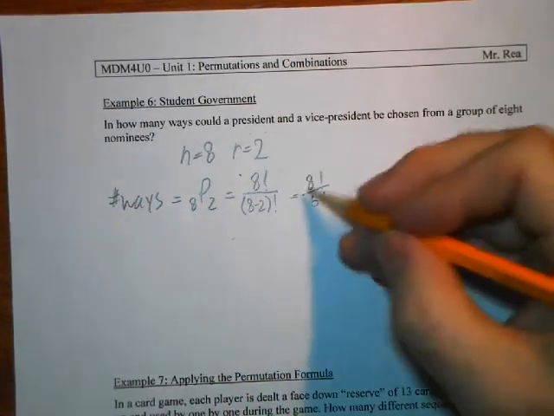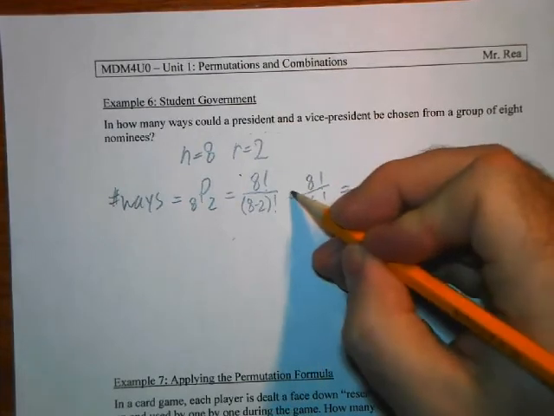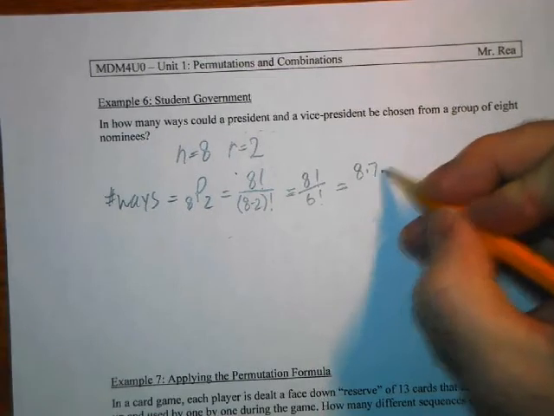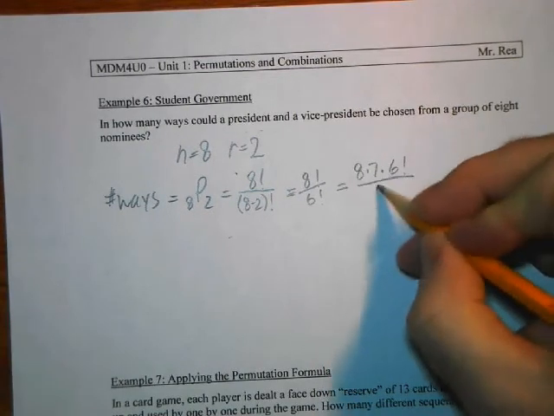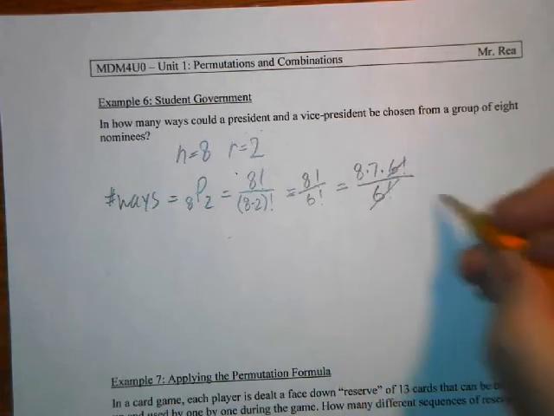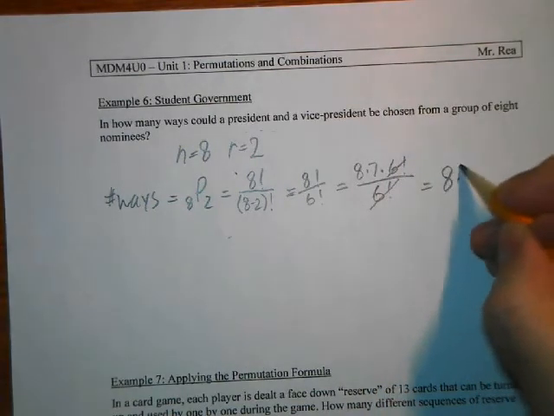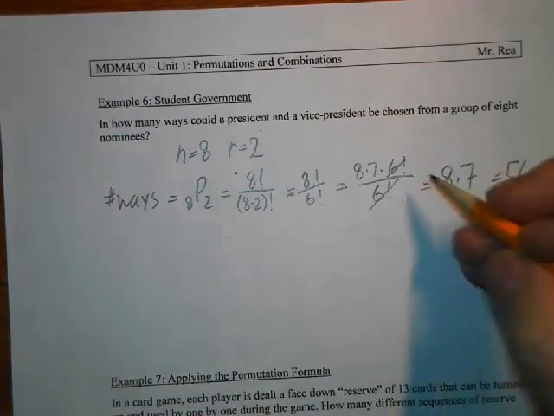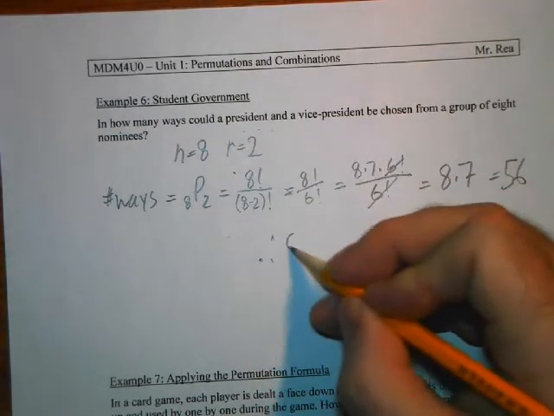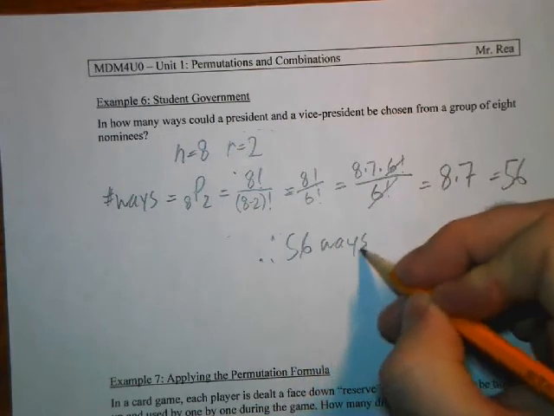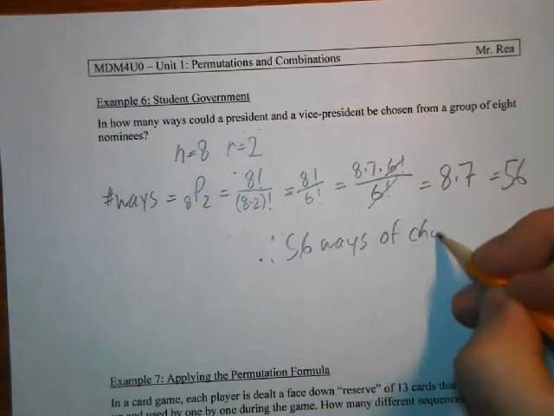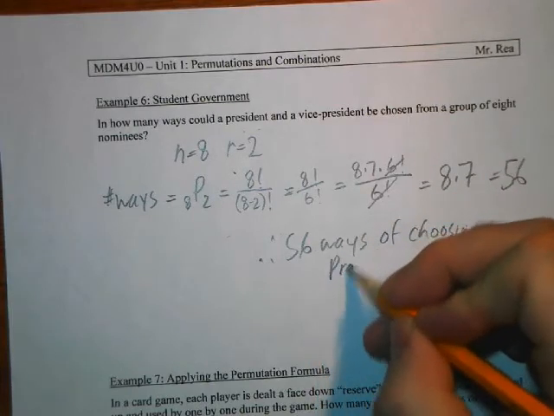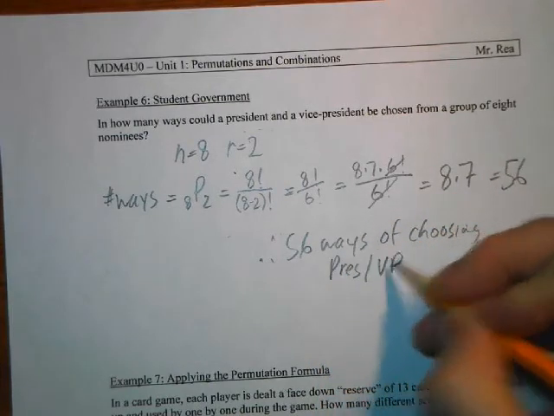And if you remember how to reduce this, well, I'll do it the long way this time. This is equal to 8 times 7 times 6 factorial over 6 factorial. So it's just equal to 8 times 7, which is 56. There are therefore 56 ways of choosing a president and vice president from those 8 people.